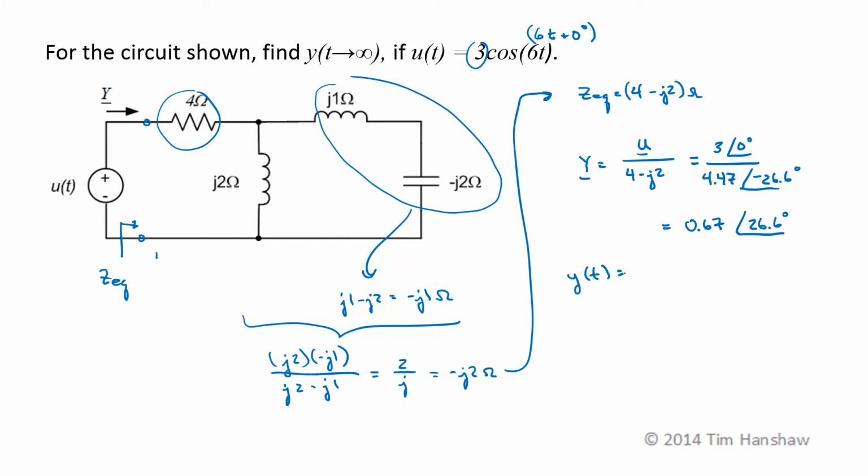So y(t) is equal to 0.67 cosine of the frequency, which is still 6 radians per second, times t plus 26.6 degrees. And we're done.